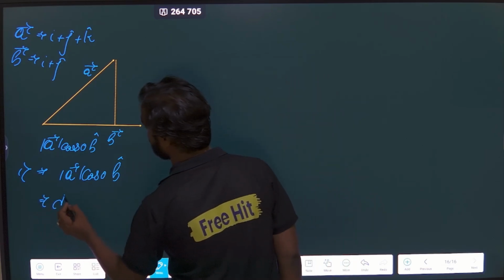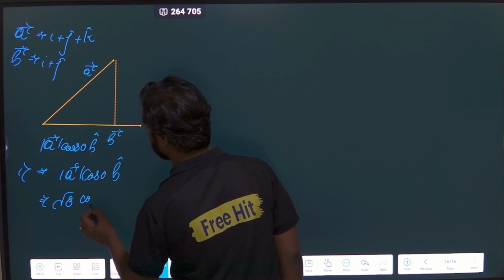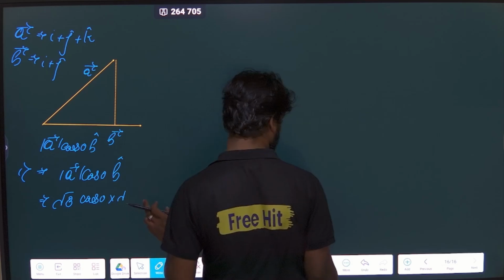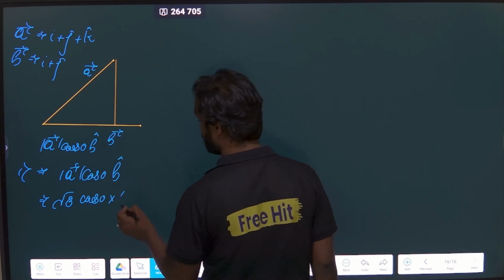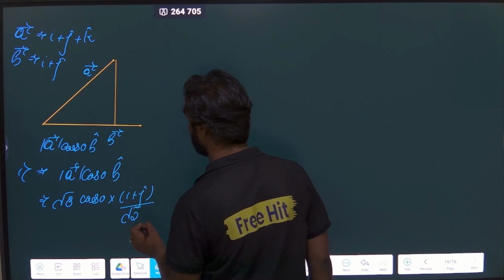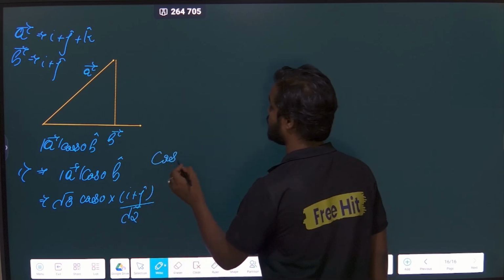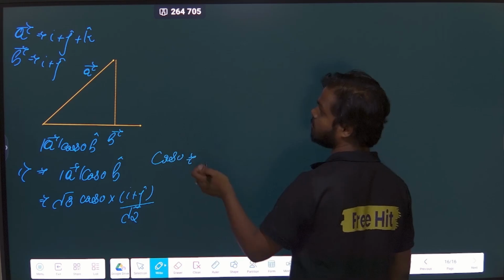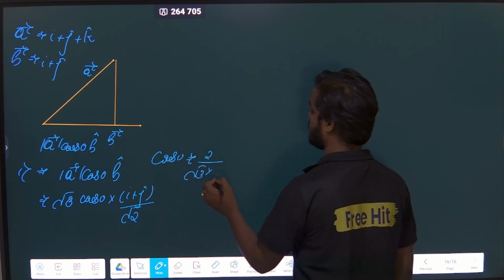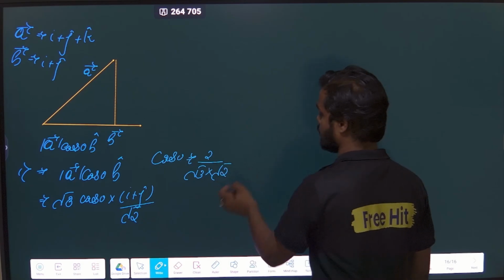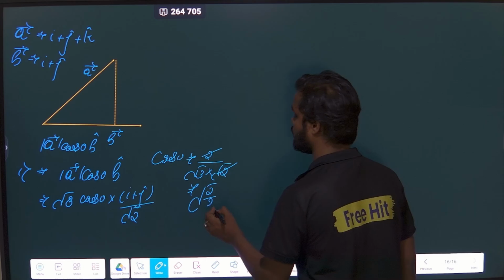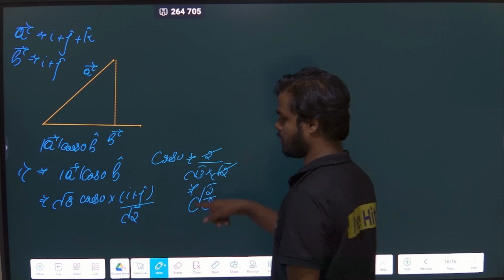What is mod of A? We know it is √2. What is B cap? That is I cap plus J cap plus K cap divided by its magnitude, which is √3. How to calculate cos theta? Cos theta is A dot B divided by the magnitudes. How much is A dot B? You will get 2. That is √3 times √2. We have calculated this value in the previous question, so I am directly using it. That's why I am not showing the calculation.